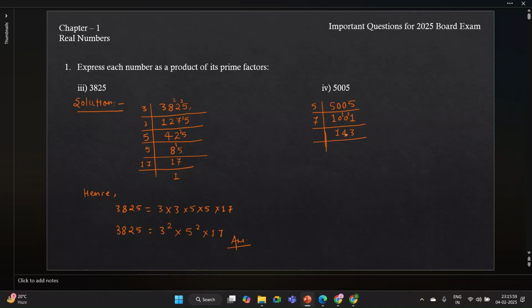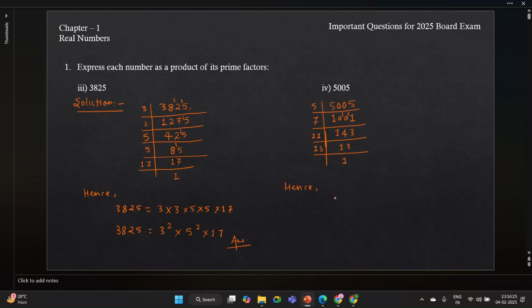Which number divides 143? So you have to check it down. It is divisible by only the number 11. So 11 times 13 would be 143. And then again we have to just divide by 13. 13 is a prime number, so it is divisible by itself or 1. So it's like that. Hence, we can easily write it down.